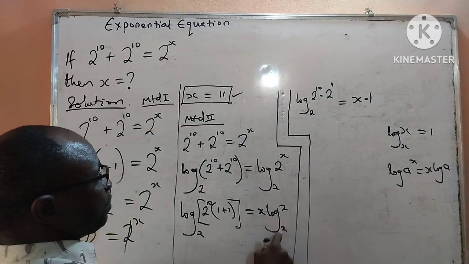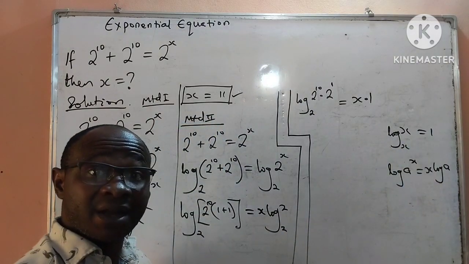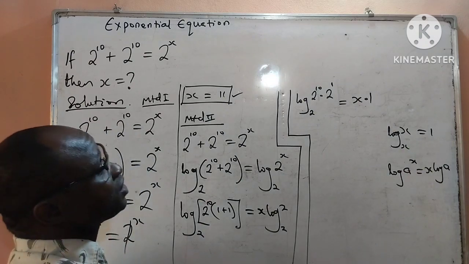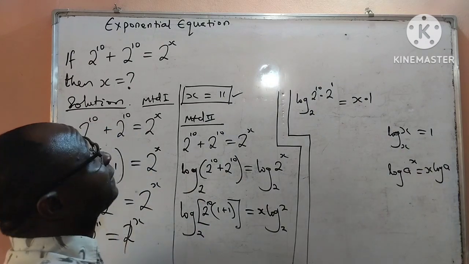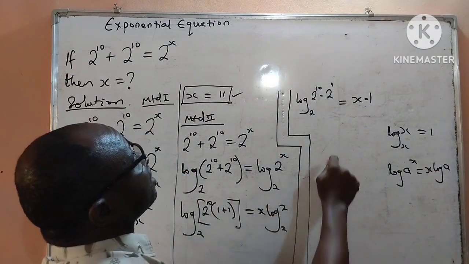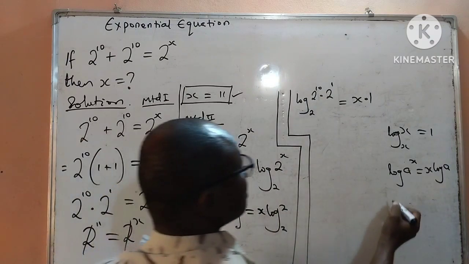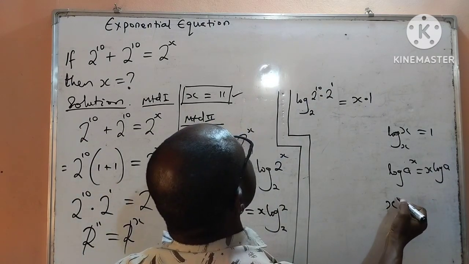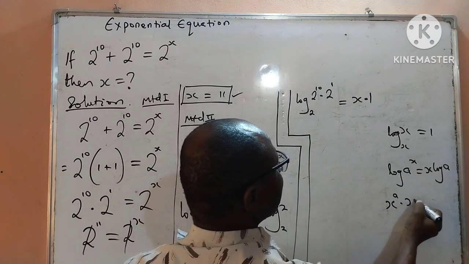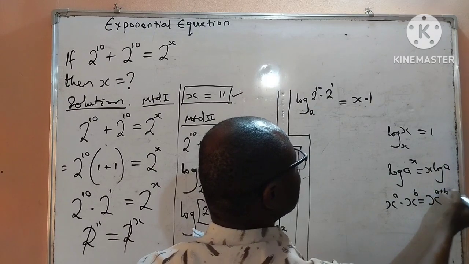Since we say that log 2 base 2 is equal to 1, according to the law of logarithms, that logarithm to its own base is equal to 1. At this point, we are still going to apply the law of indices that says when the bases are equal, the powers should be added. That is, if I have x raised to power a multiplied by x raised to power b, it is equal to x raised to power a plus b.